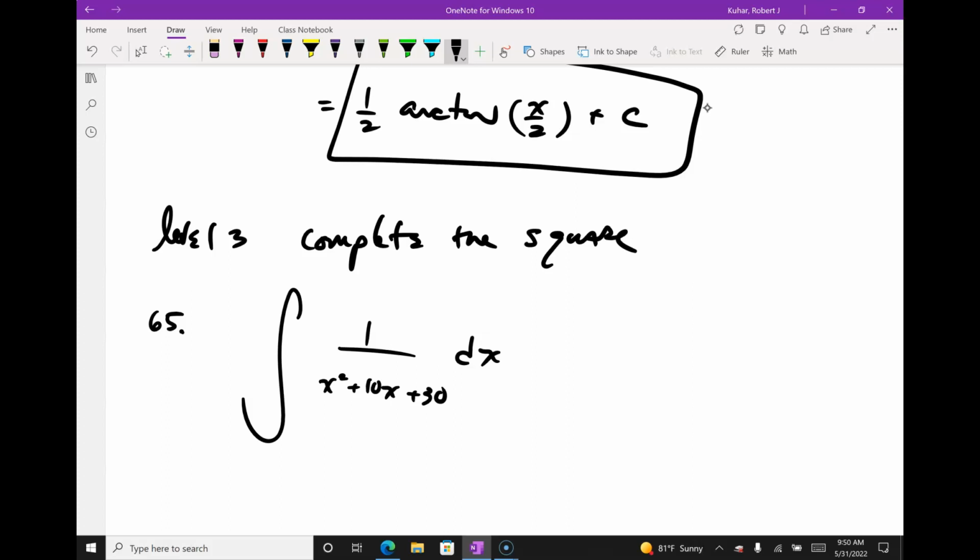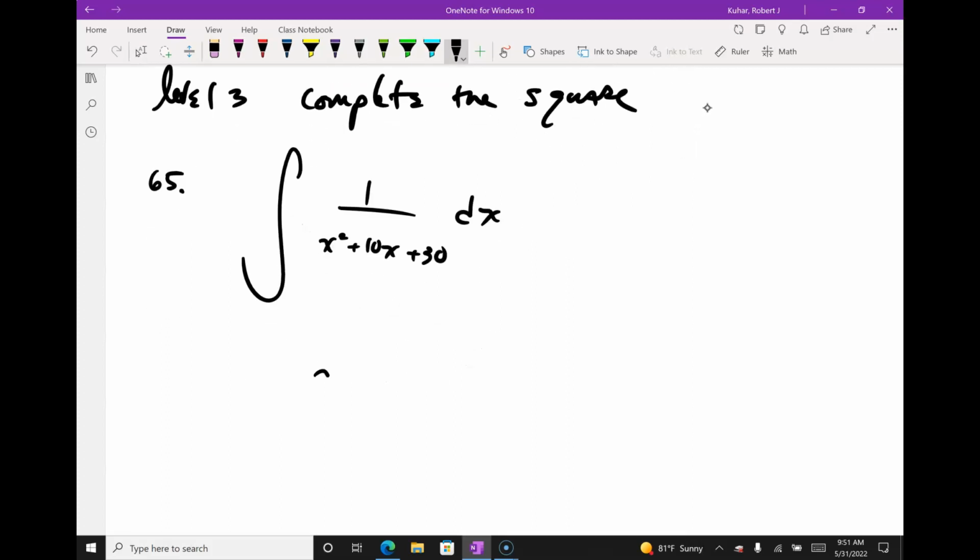But I go through my list, right? First thing that might show up on my list is a u sub downstairs. But if I u sub downstairs, I need a 2x plus 10 for my dx, and I don't have it, and I can't make it happen. So I keep going down my list, and I think it's got to be an arctan, or Robert lost his mind and gave me a problem I can't do, right? So this one is an arctan. And so what I want to do is complete the square here.